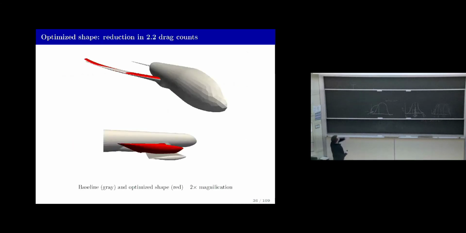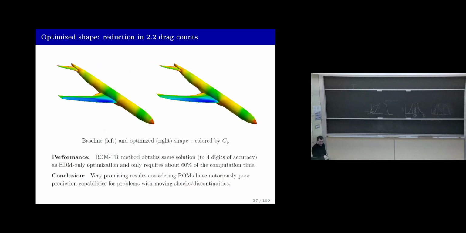If we look at the optimized shape, it's amplified so you can actually see it. It reduces the drag by about 2.2 counts, which is not a huge reduction, but it's non-trivial. Here's the baseline shape, and there's the optimized shape. We can see the shock on the wing becomes weaker, which is what you want when you're trying to minimize drag. And our computation time is about 60% of what it was before.